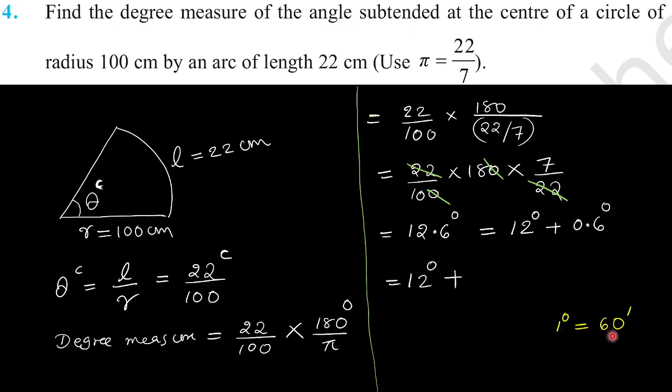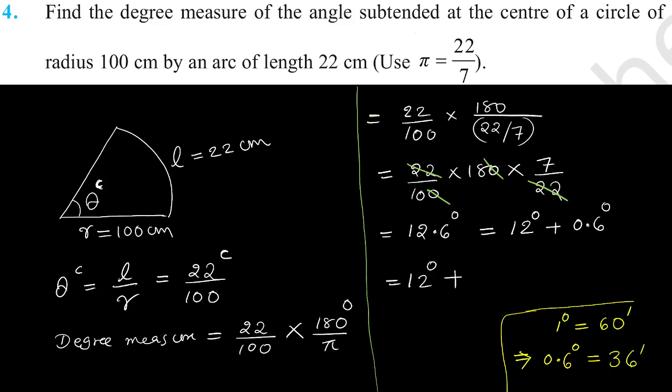Remember, the smaller unit may be converted to minutes. 1 degree equal to 60 minutes we studied, but I want 0.6 degree. On the right side you may write it. Both sides multiply with 0.6. I multiply the left side by 0.6, so I must multiply the right side by 0.6. I don't want to show the calculation. 0.6 into 60, you will get 36 minutes. You may write it somewhere. So 0.6 degree equal to 36 minutes.